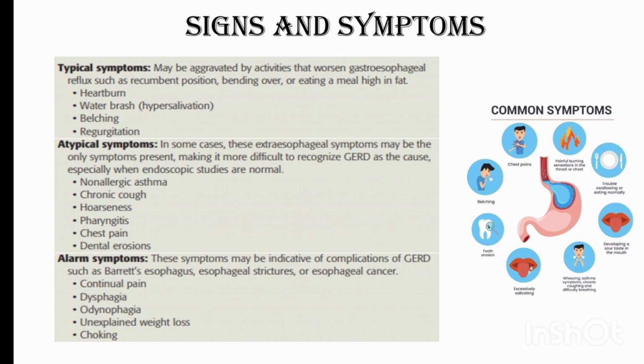Alarm symptoms may be indicative of complications of GERD, such as Barrett's esophagus, esophageal strictures, or esophageal cancer, adenocarcinoma. These symptoms include continuous pain, dysphagia, odynophagia, unexplained weight loss, and choking effect. Here we can see the visual representation of common symptoms: chest pain, belching, tooth erosion, hypersalivation, etc.